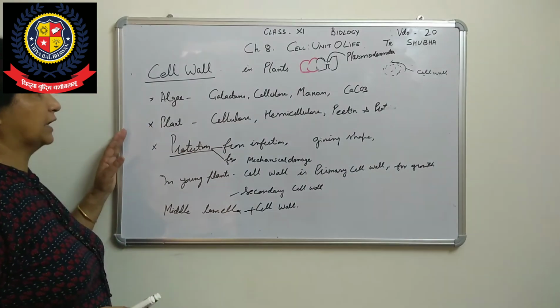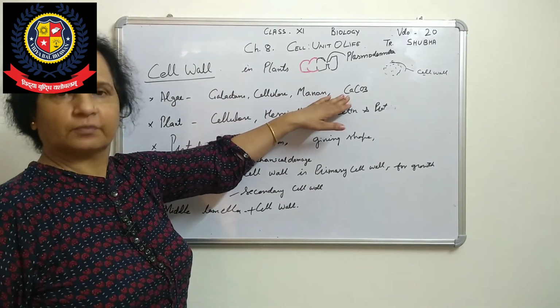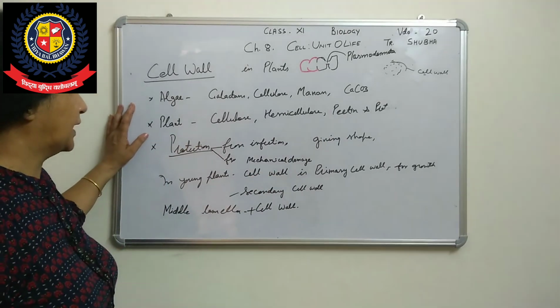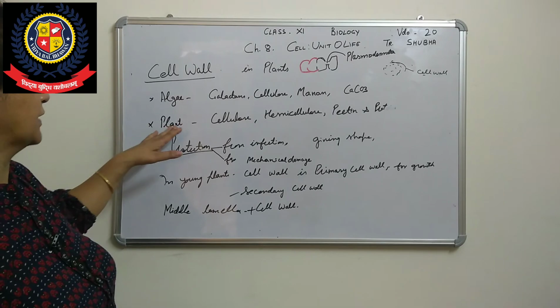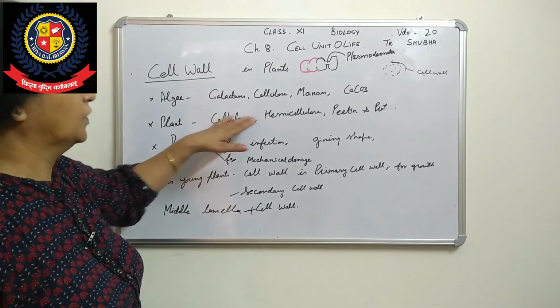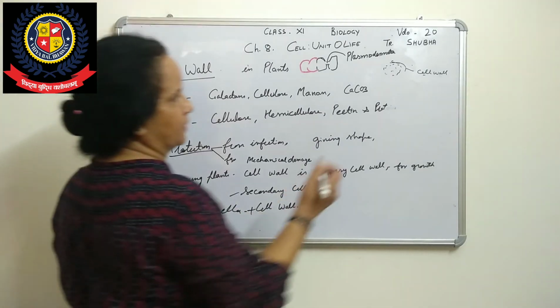Now algae have galactans, cellulose and mannan, and some minerals also, like calcium carbonate. In higher plants, the cell wall has cellulose, hemicellulose, pectin and protein.